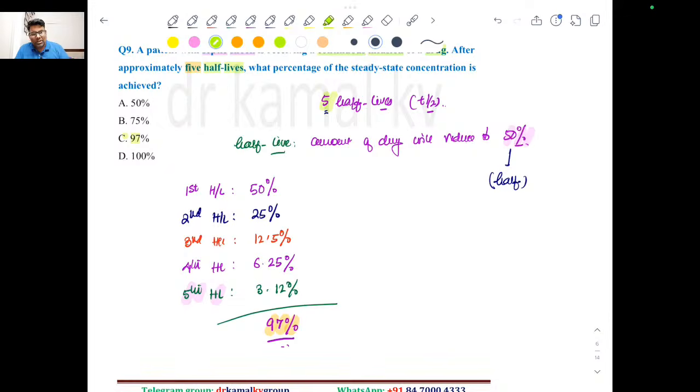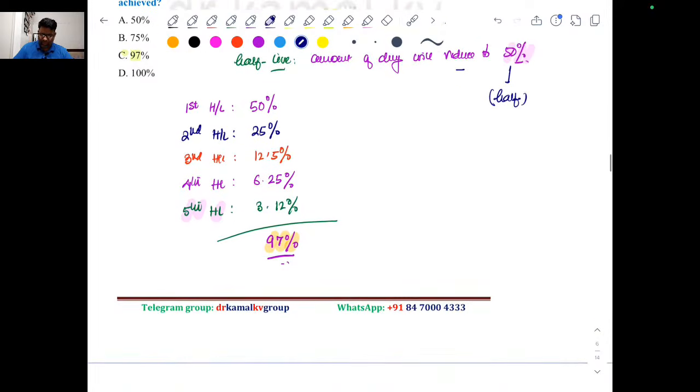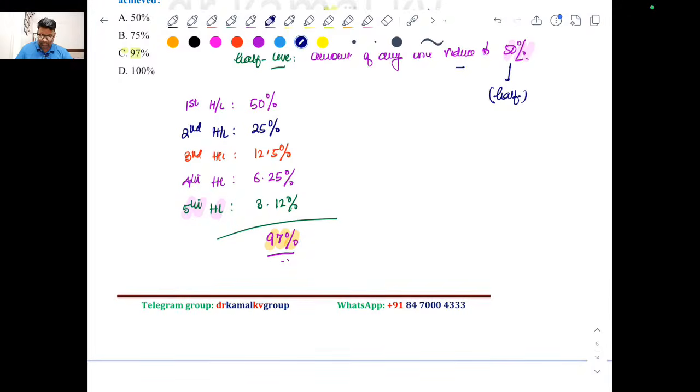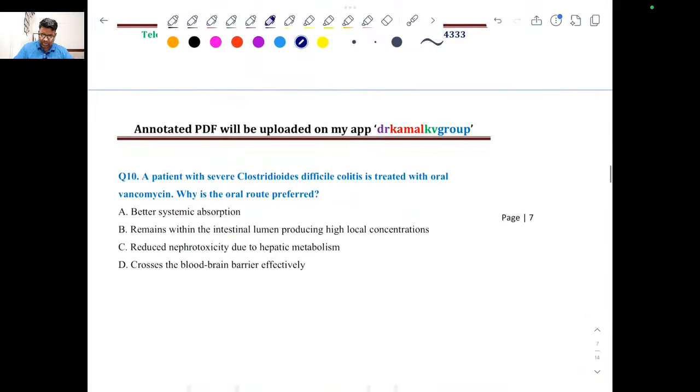So this is removed from the body with each half-life. So the amount will be reduced to 50% of the existing, and that's how you can just keep on reducing the amount of drug from the body. So this much drug will be eliminated from the body by the fifth half-life. Clear? Next question.